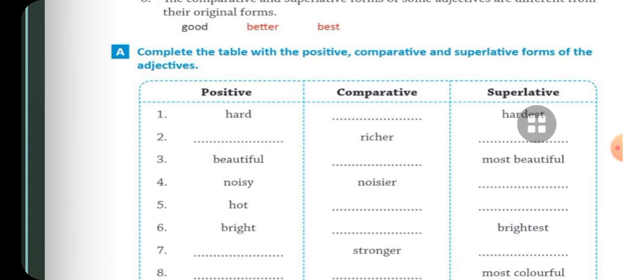Here is exercise A. Complete the table with the positive, comparative and superlative forms of the adjectives. Hard, harder, hardest. Rich, richer, richest. Beautiful, more beautiful, most beautiful. Noisy, noisier, noisiest. Hot, hotter, hottest. Bright, brighter, brightest. You can do this exercise easily, children.